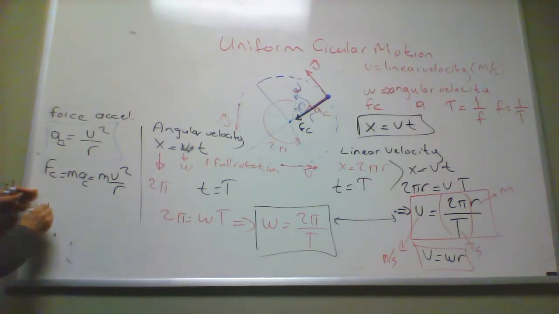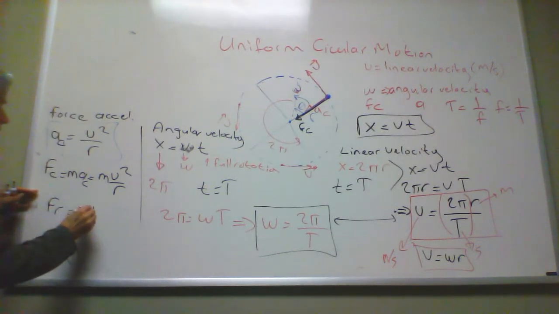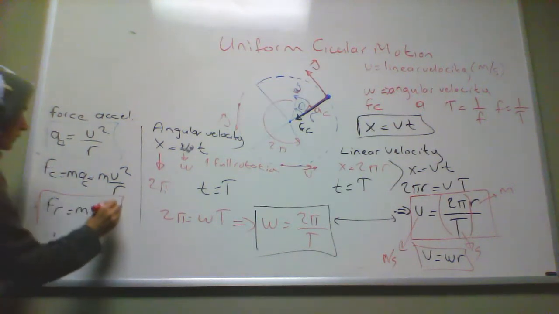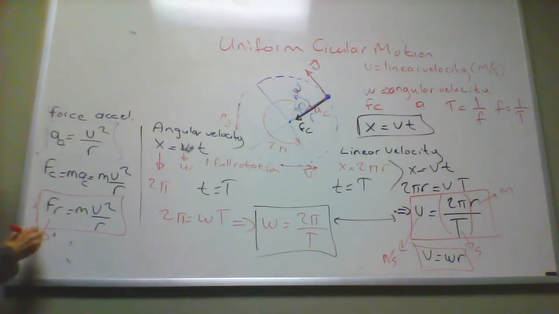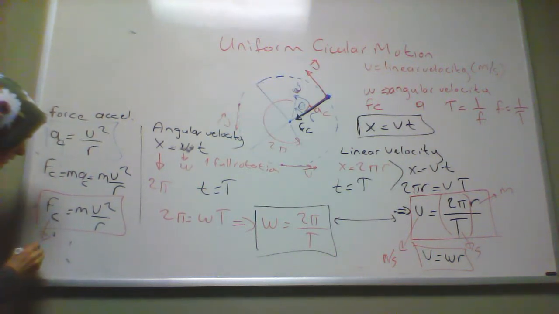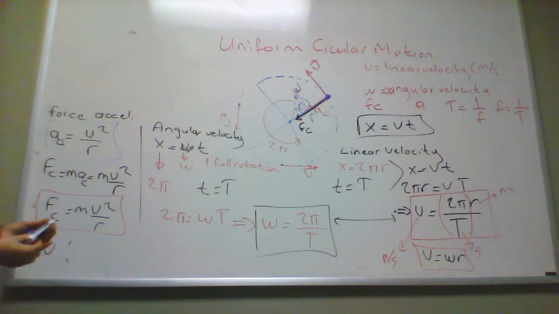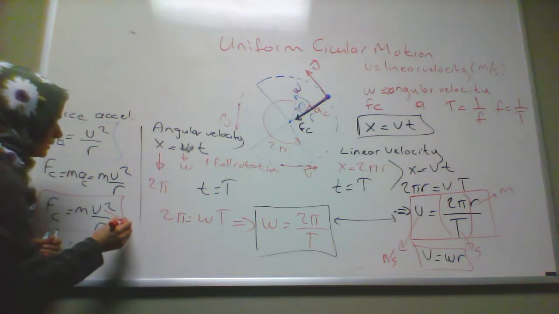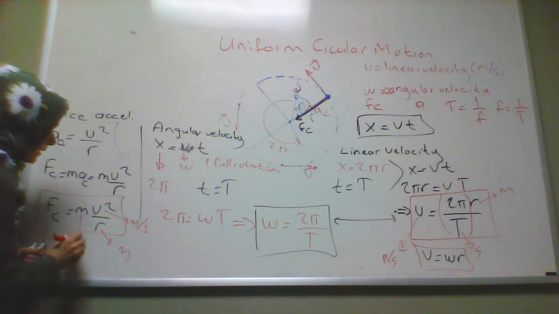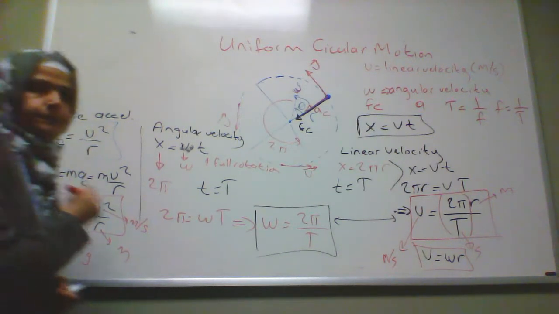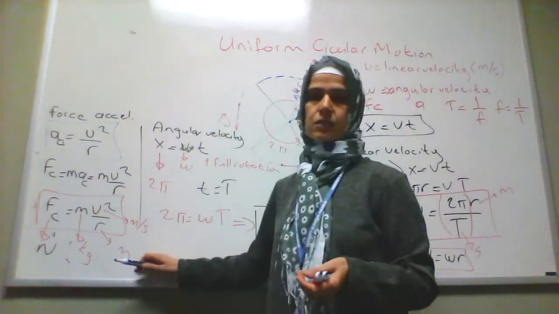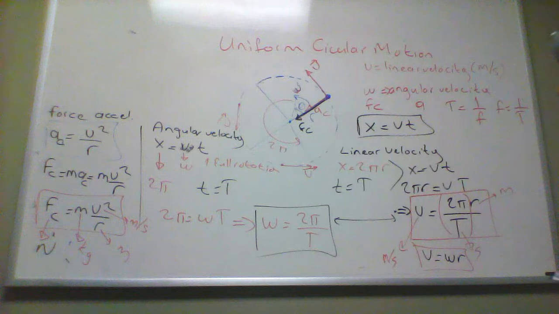So our force, let me rewrite this, is equal to m v squared over r. And our acceleration is equal to v squared over r. Force, Fc, will again be in Newtons. V is in meters per second, r is in meters and m is in kilograms. As you might have already noticed, the Newton is always equal to kilogram meters per second squared.